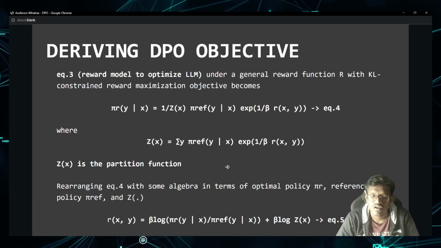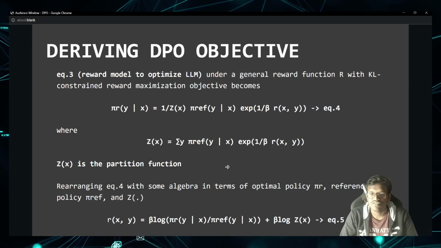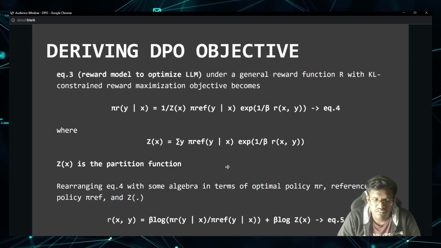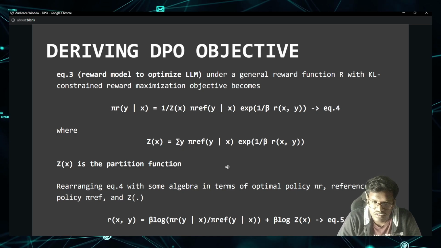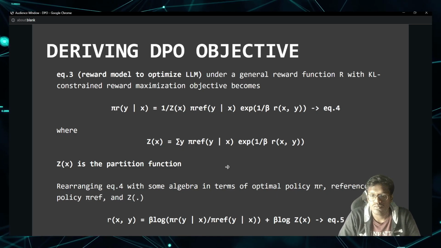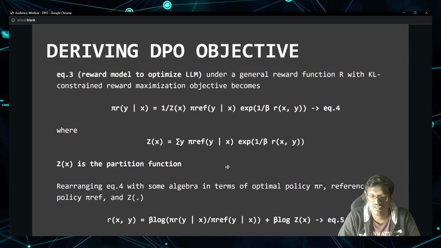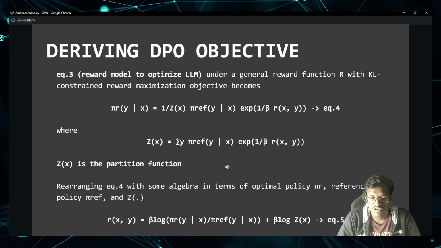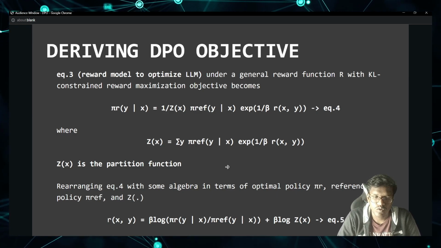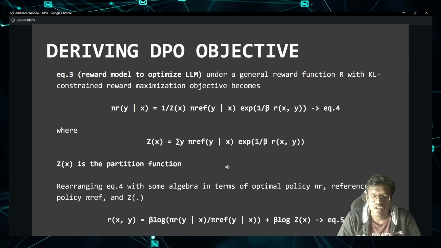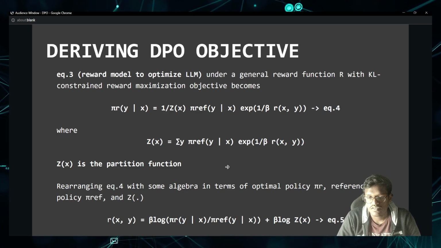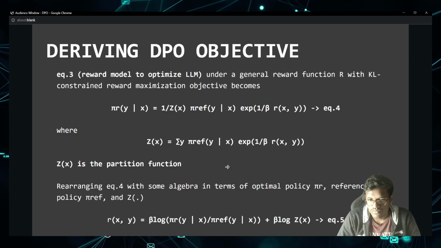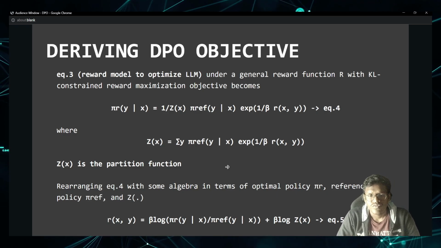That is your optimal policy, or else your final model, the reference policy pi ref, and Z, which is your unknown partition function. Here I have specified the partition function, but it is something which is unknown. So r of x comma y is equal to beta log of pi r of y given x by pi ref of y given x, plus beta log of Z of x. Now I'll explain how it was reframed.